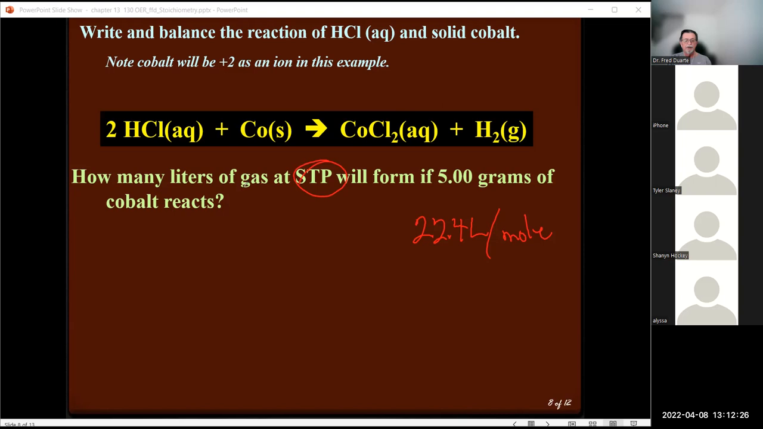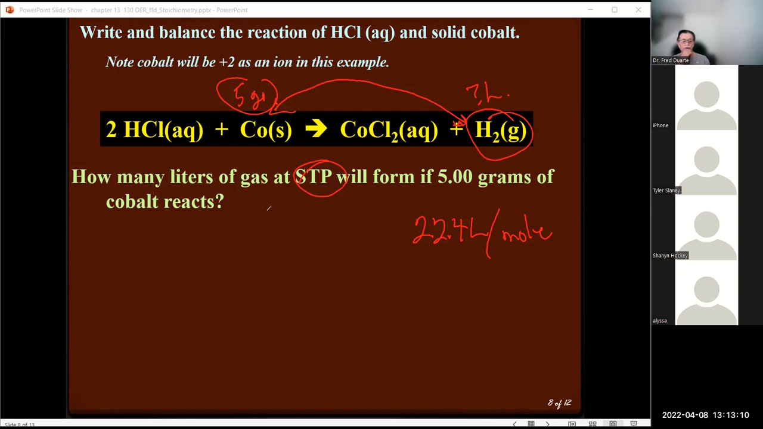Now, the question is how many liters of gas? Obviously, there's only one gas here, and that's hydrogen. So we want to know how many liters of this is formed if we start off with 5 grams of cobalt. What we're interested in is simply the relationship between cobalt and hydrogen gas. And that's it. Everybody else is assumed to be in the correct amount, and we're not concerned about that. Okay? So we're at STP, we know we're at 22.4 liters.